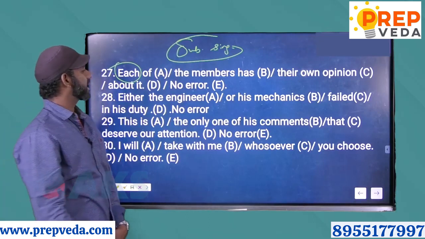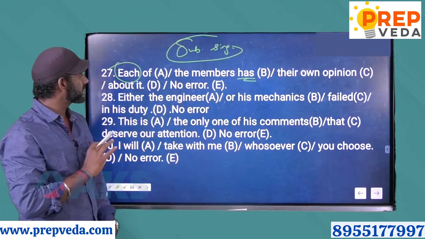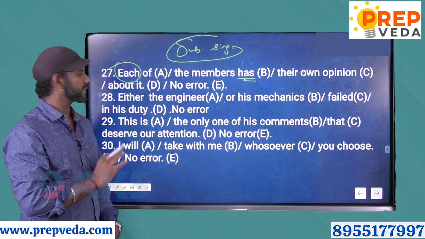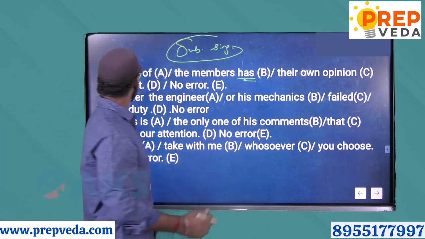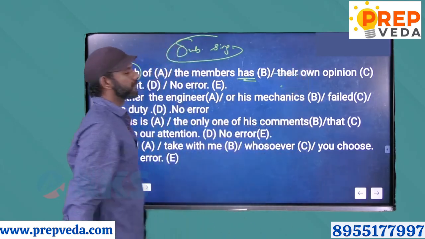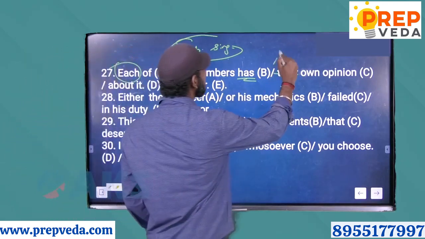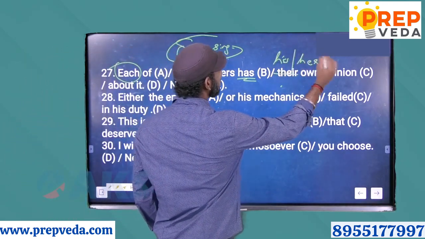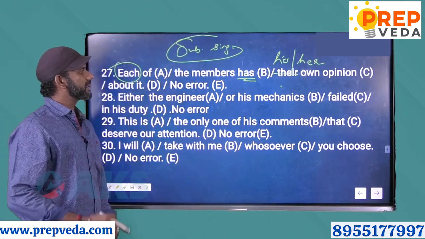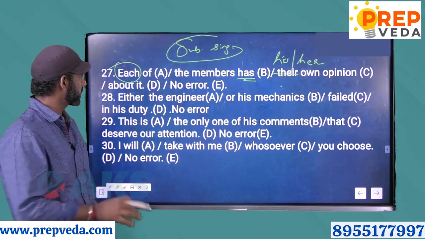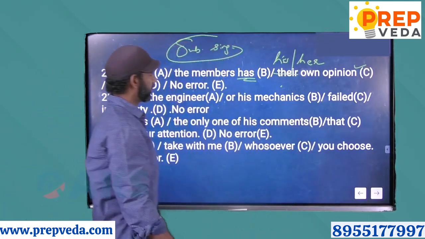Each of the members has: singular subject, singular verb. So there's no error in part A or B. Right? Each of the members has their own opinion about it. There is a plural pronoun. The subject is singular, the pronoun must also be singular. So it must be his or her own opinion about it. Each of the members has his or her own opinion about it. Singular subject, singular verb, singular pronoun. The error is in part C.